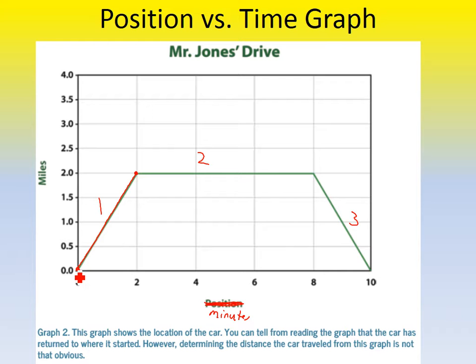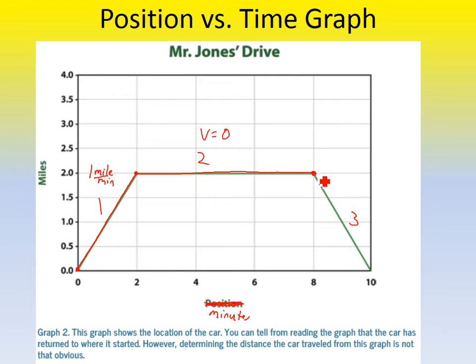What would it be? Rise over run is what? 1 mile per minute. Okay. So he's going to the right. He's moving constant velocity at 1 mile per minute. What's happening in number 2 again? He's at rest. His velocity then is what? 0. Slope of that line is 0. Okay. Now let's go to 3.